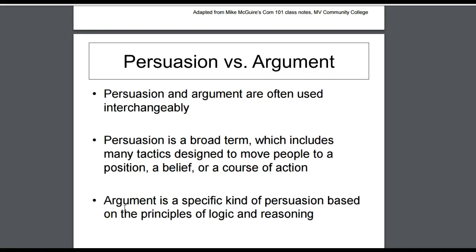However, instead of trying to persuade people via pathos and ethos, for an argument we're trying to persuade people with principles of logic and reasoning. Not to say that you can't bring pathos and ethos into it, but when you're trying to persuade in an argument, we usually look at logos.